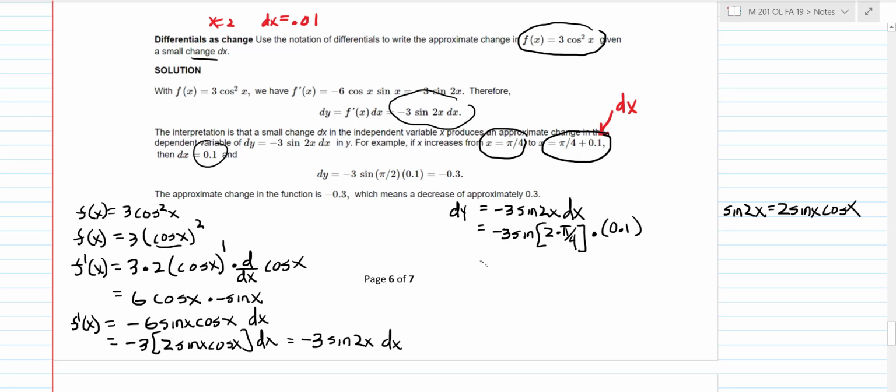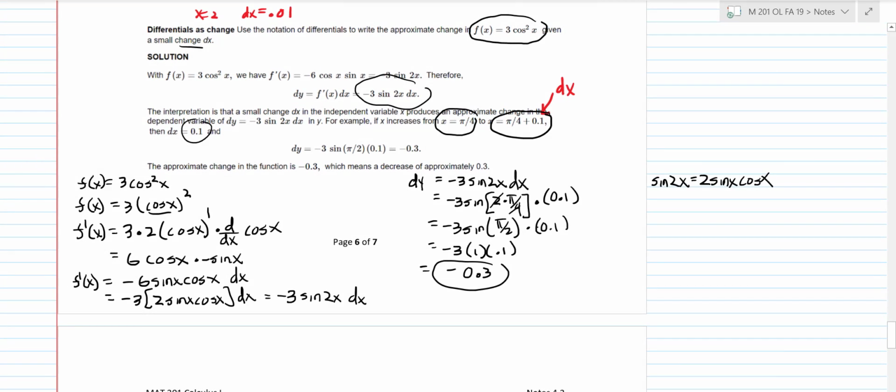Okay, so if we do this, negative 3 sine of 2 times pi over 4 just becomes pi over 2. Then we multiply by the differential 0.1. The sine of pi over 2 is 1. And then we multiply that by the differential 0.1. So that looks like you're going to get negative 0.3. Okay, so that's what we end up getting when we're looking at the approximate change.